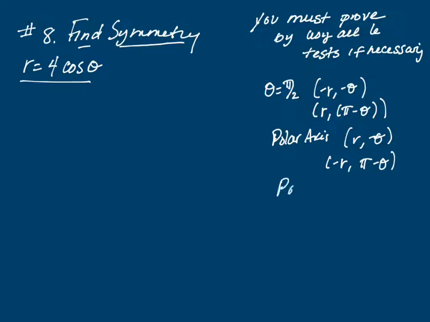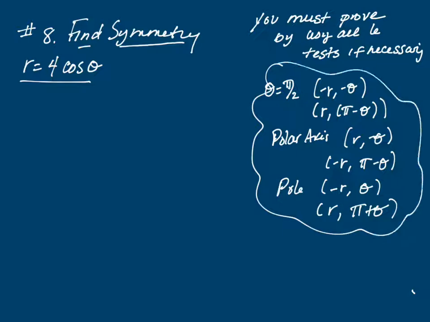And if you're checking for the pole, let's do the first one first. You would do the negative r and positive theta. And if that doesn't work, you check positive r and pi plus theta. So that is the memorization that you have to do, and you're basically going to have to show you know how to do that on the test. No guessing going on. So first we have r equals 4 cosine theta.